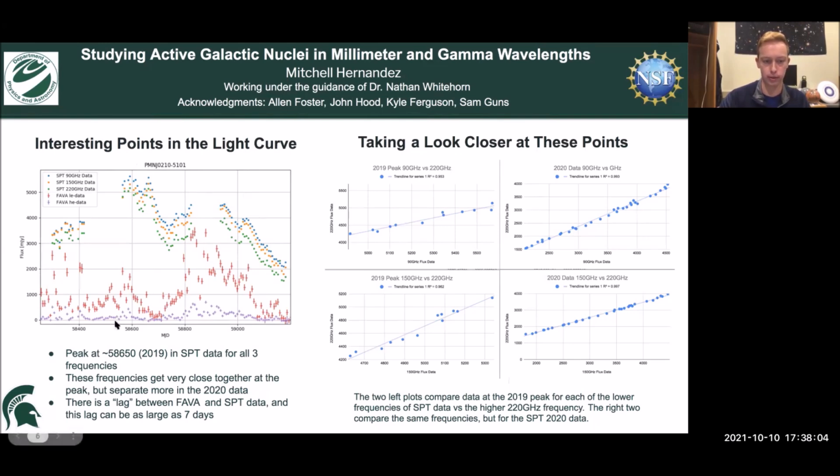And then there's also this lag. So if this is a peak right here, around 7 days later, there's a peak in SPT data, and this lag time will actually change between 1 and 7 days throughout the data. So I made some plots from different interesting points in the graph. So the two plots on the left are from this 2019 peak, and I plotted the 220 gigahertz data over the 90 gigahertz, and then the 150 versus 220 below. And I did this for the 2019 peak on the left, and then this 2020 data on the right.